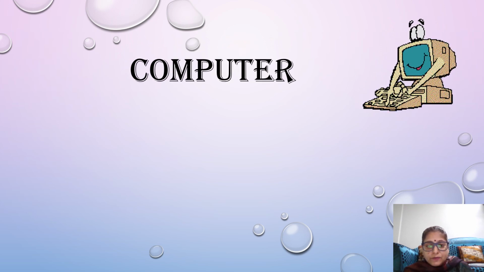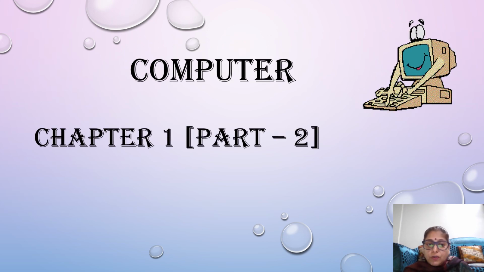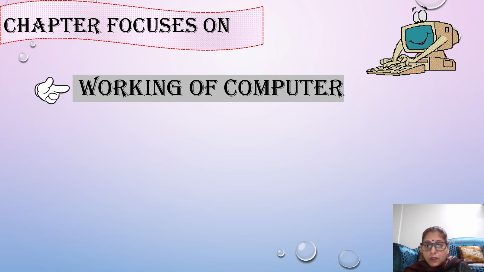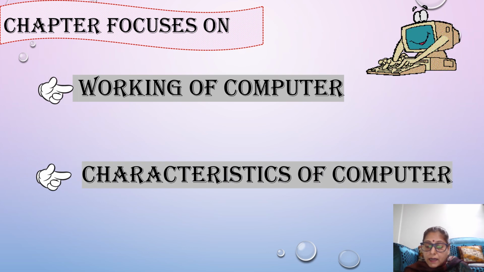Okay, children, today we are going to continue our previous chapter, that is computer. In the previous chapter we already learned what is a computer system and what is a computer. Now today in this chapter we are going to learn about the working of a computer system and characteristics of a computer. Okay, so let's start, children.